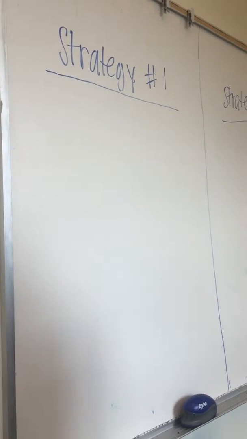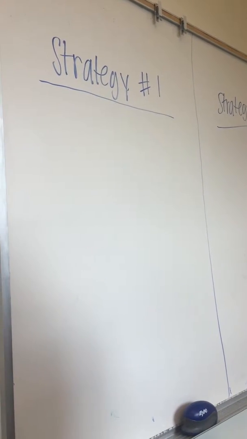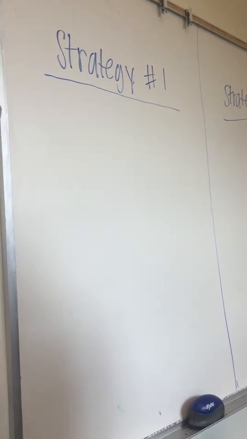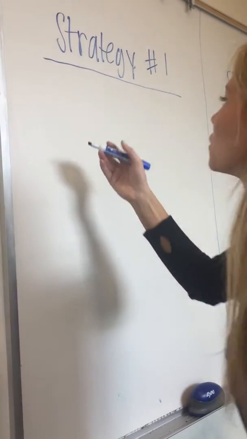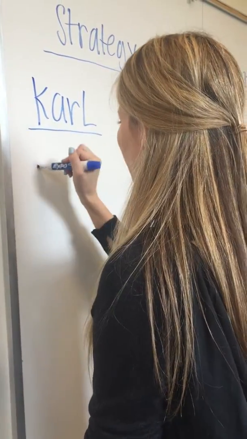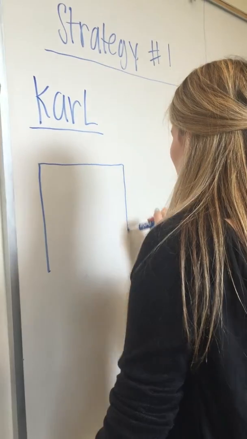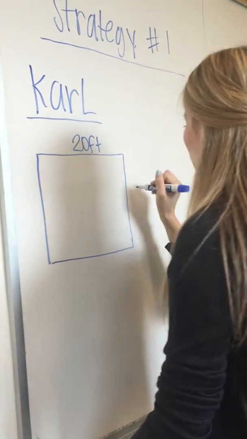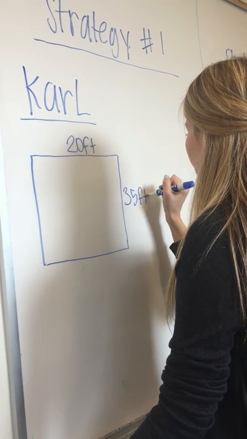Carl's rectangular vegetable garden is 20 feet by 35 feet, and McKenna's is 25 feet by 30 feet. Whose garden is larger in area and by how much? So first I can start by drawing Carl's garden. I know that his dimensions are 20 feet by 35 feet.